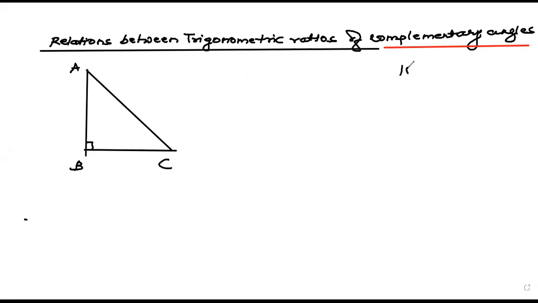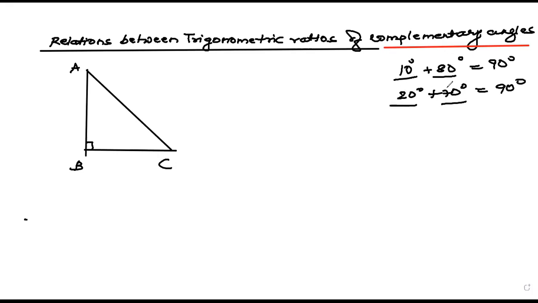Suppose any two angles are there, 10 degrees and 80 degrees. Now, when I add the measure of these angles, how much do I get, children? 90 degrees. So 10 degrees and 80 degrees are called complementary angles. 10 is a complement of 80, 80 is a complement of 10. Like 20 degrees plus 70 degrees, when I add, how much do I get? 90 degrees. So 20 degrees and 70 degrees are complementary angles. 20 is a complement of 70, 70 is a complement of 20.